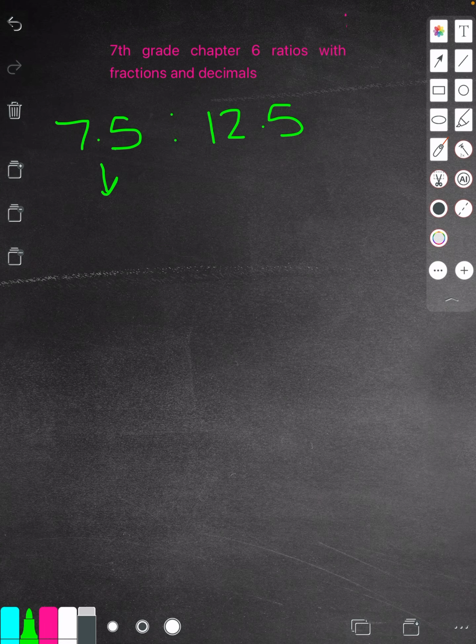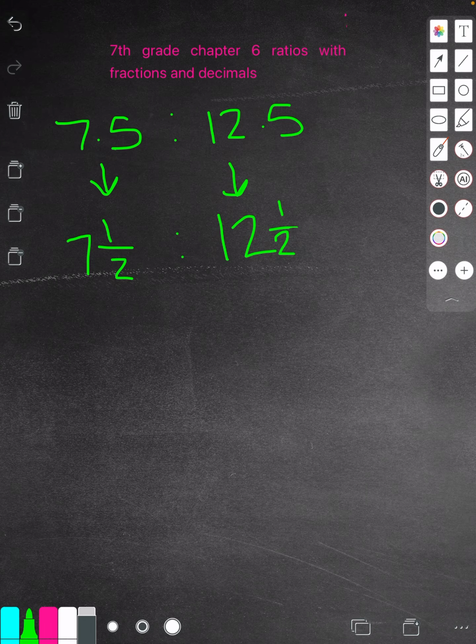So if I rewrite 7.5 as a fraction, it would be 7 wholes and 1/2. And if I rewrite 12.5, it would be 12 wholes and 1/2. All right, so at this point, we know that we can't really do anything with this until we have changed them to have the same denominator. And we are quite lucky, now that I've fixed my mistake, that they have the same denominator already.